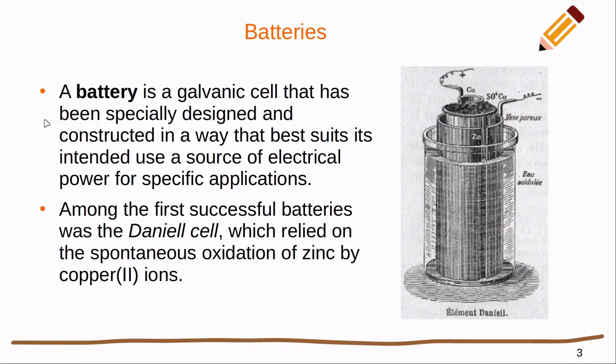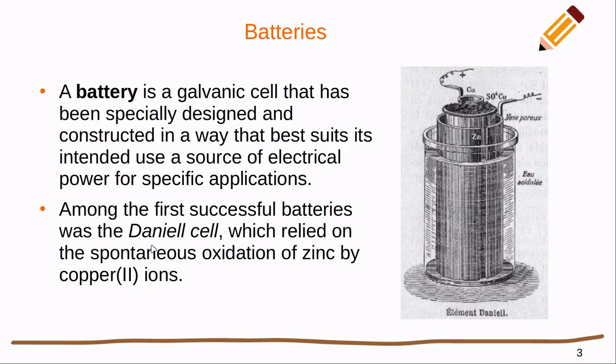So first off, a battery is a galvanic cell. I think we've kind of alluded to this thus far. But it's been specially designed and constructed in a way that best suits its intended use as a source of electrical power for specific applications. So because we have a lot of different applications for batteries, we have a lot of different kinds of batteries.